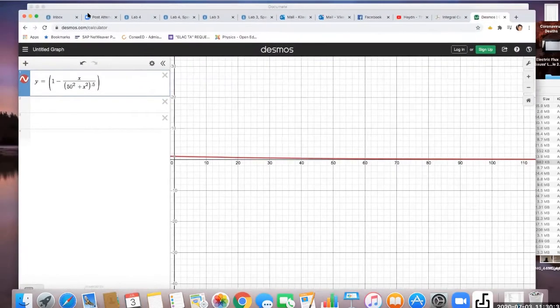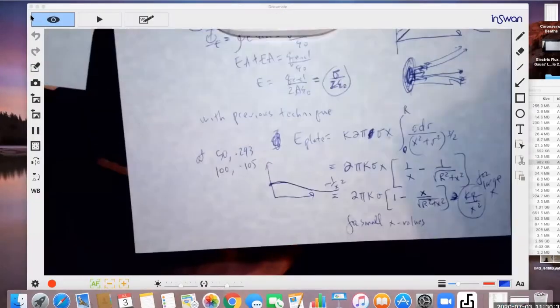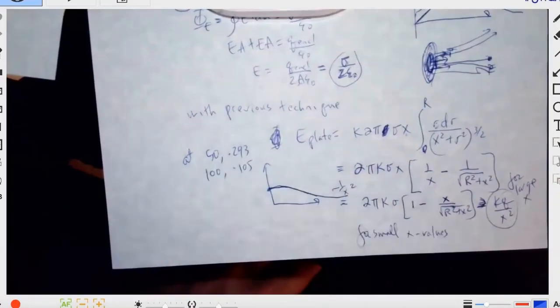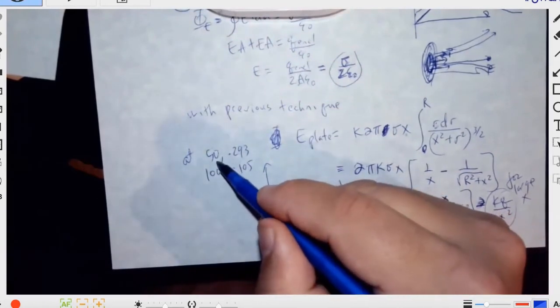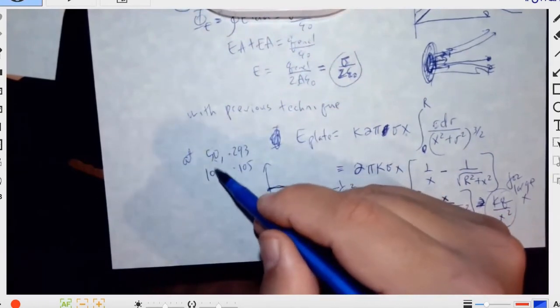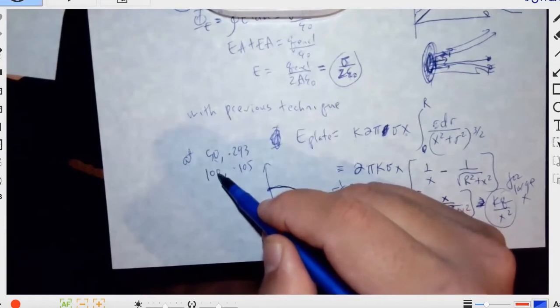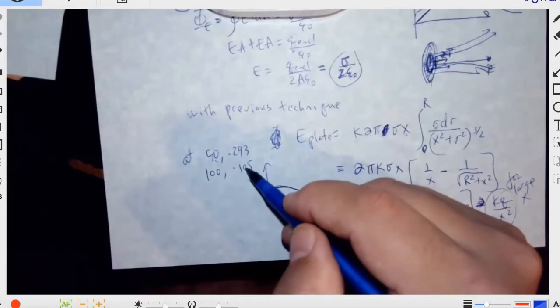Is that as 1 over distance squared? Has the 1 over distance squared already kicked in? So what's the quick thing to do to check? If you double the distance and 1 over distance squared has kicked in, then the electrical field should drop by a factor of what?